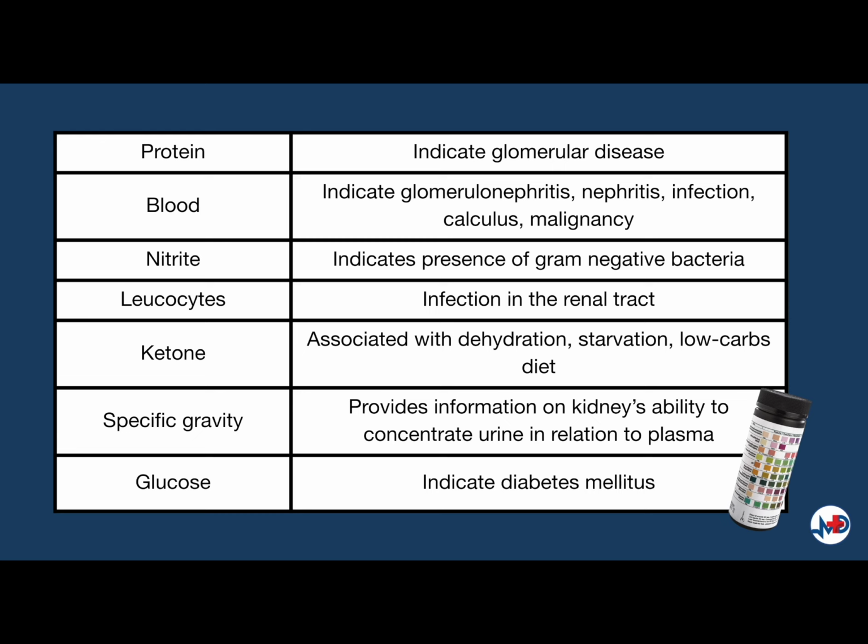Nitrites and leukocytes indicate the presence of a bacterial infection, nitrites being specific for gram-negative bacteria. Ketones are associated with dehydration, starvation, and low carbohydrate diet. The specific gravity of the urine provides information on the kidney's ability to concentrate urine in relation to plasma, so this may be useful in certain osmolality disorders. And finally, glucose. Presence of glucose indicates the presence of diabetes mellitus.